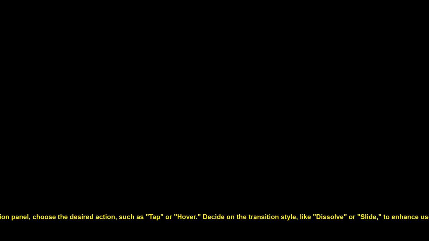In the Interaction panel, choose the desired action, such as tap or hover. Decide on the transition style, like dissolve or slide. Once your interactions are set, it's time to preview your prototype. Click on the play icon in the upper right corner to open presentation mode.